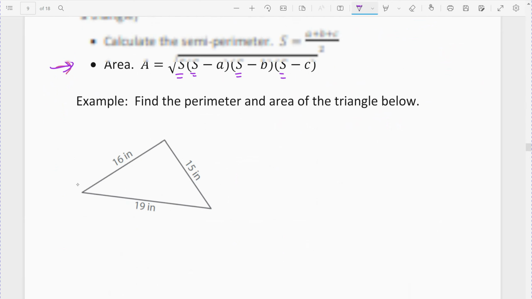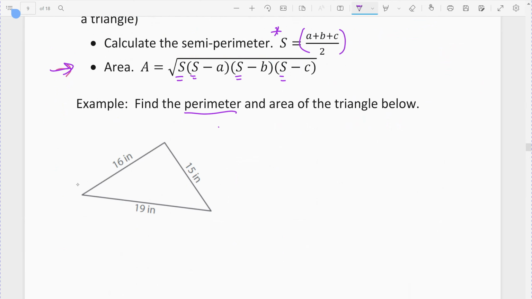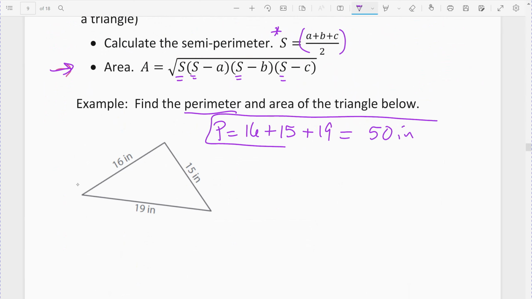Alright, using the same method, perimeter again is easy. When they give us all the sides, it's just 16 plus 15 plus 19. So add up all three sides. It comes out to 50, and we're in inches, so 50 inches is the perimeter. I need that because in order to use Heron's formula, I need the semi-perimeter, which is the sum divided by 2. So I'm just going to take the 50 that I found and divide by 2. This time it's a little nicer number. The semi-perimeter is 25.